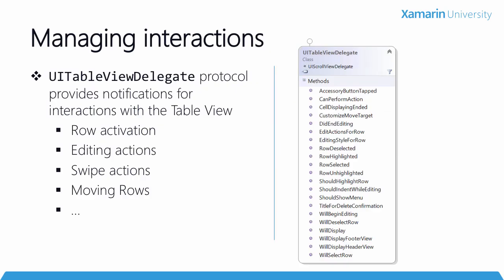Now the question becomes, how do we detect the interaction with the row? For that, we need to turn to the TableView delegate. Remember, the TableView delegate in the class that we implement receives the interaction notifications from the TableView itself. This includes editing operations, delete requests, action swipes, and even simple taps. You can see many of the overridable methods here on the slide.